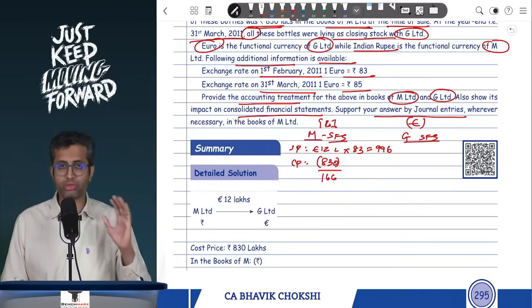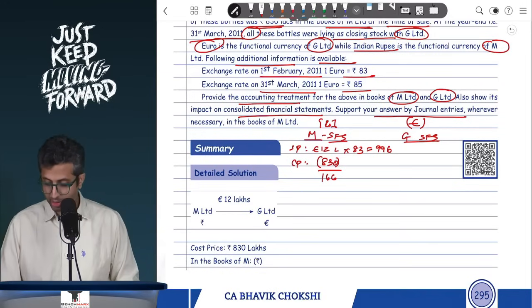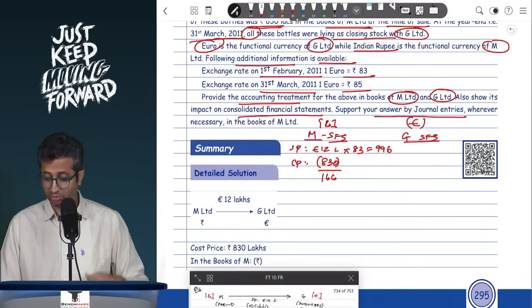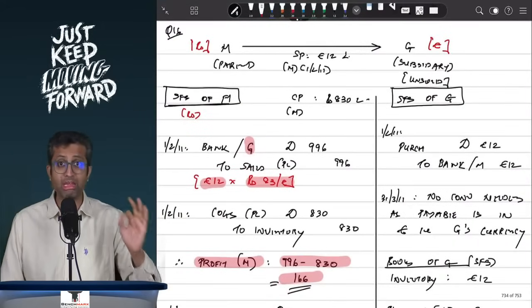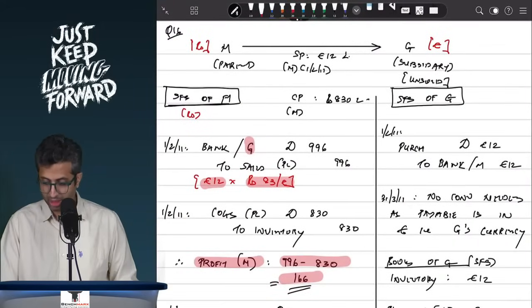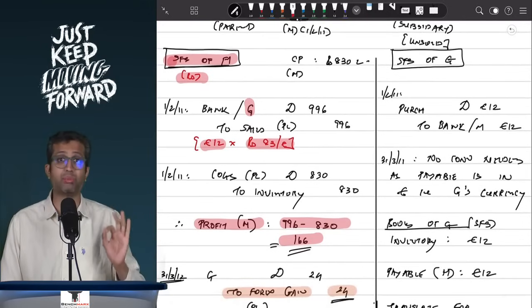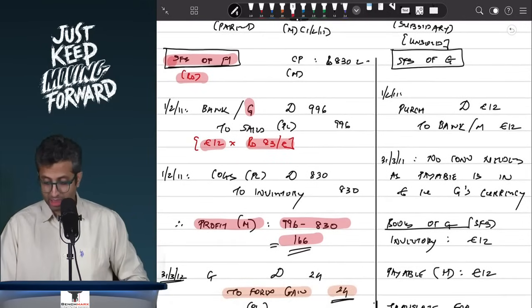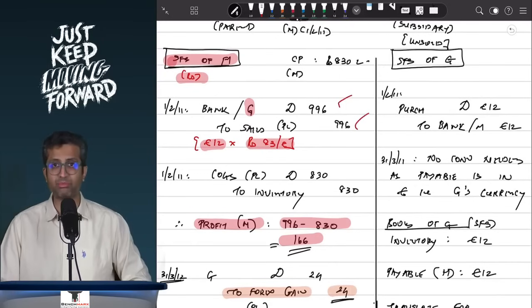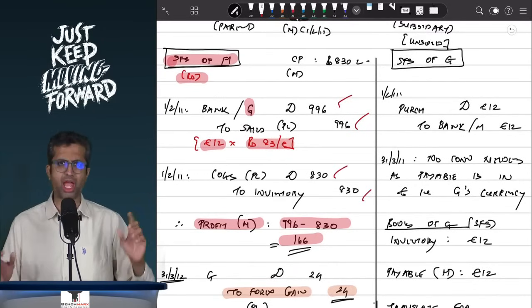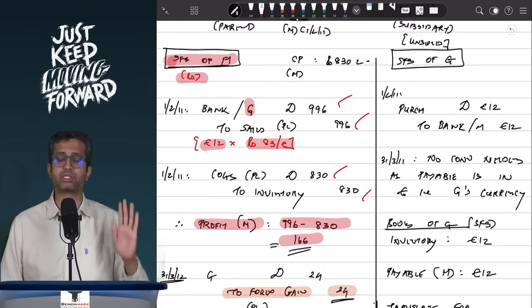Let us assume that this is a cash sale, in which case in the books of M, the entry will be: receivable, that is G account debit, to sales on 1st of February in the SFS of M, where rupee is the currency. This is bank account debit if money was received, or G account debit if the money was yet to be received, to sales, this is 996. At the same time, there will be a COGS to inventory of around 830, and hence there will be a profit of 166 in the books of M.